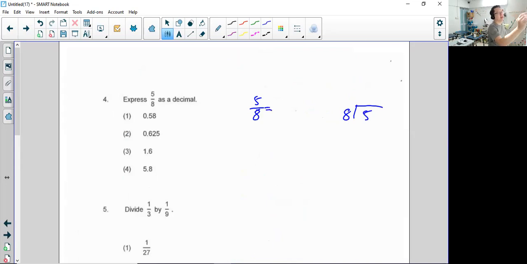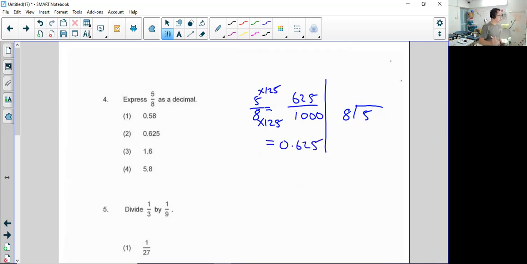So what's the shortcut? You can change the denominator 8 into 1,000. To convert to a decimal, you try to make the denominator into 10, 100, or 1,000, and then it'll be easier to get your decimal. So you take 8 times 125, and 5 times 125, and you will get your equivalent fraction. 5 times 125 is 625, so 625 over 1,000. Once your denominator is 1,000, your decimal will be 0.625. That's a shortcut which you can do faster, instead of doing the long division.